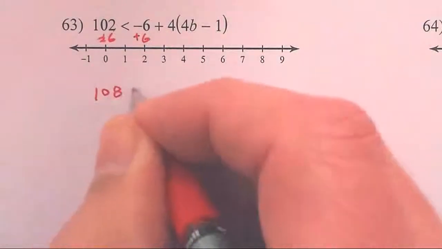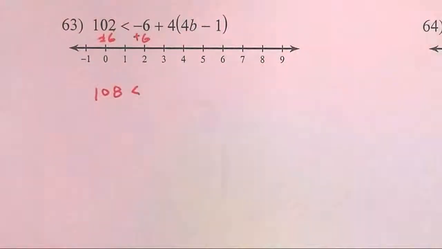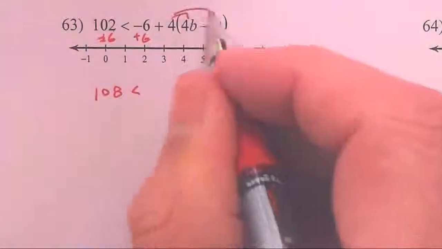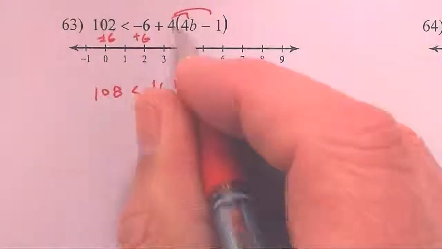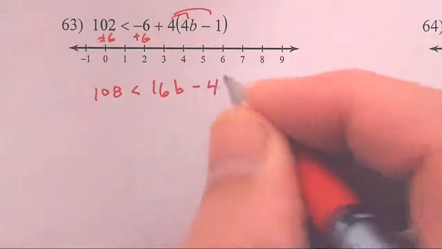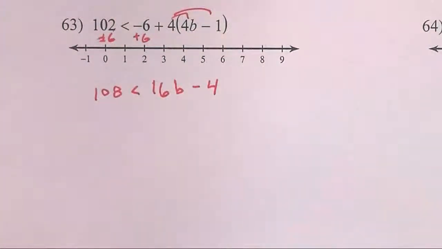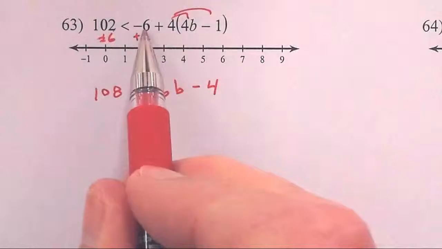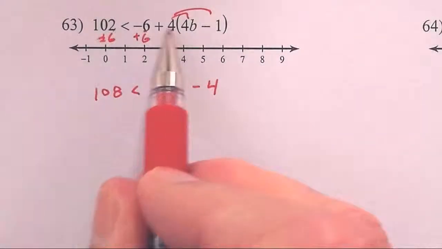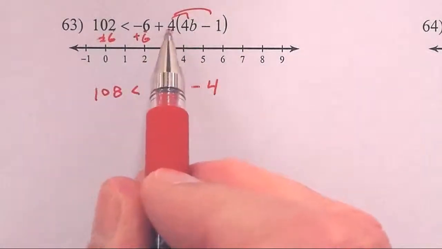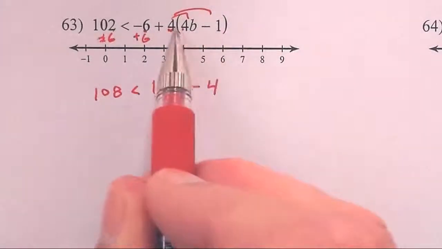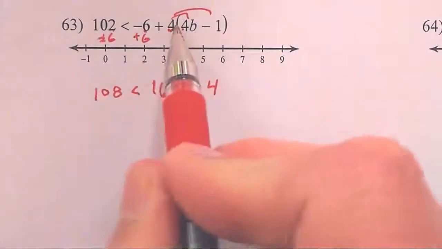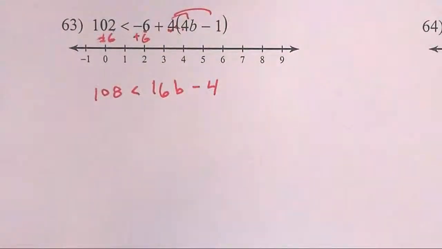I get 108 is less than. Let's just handle this one a little bit differently, just so you see it doesn't really matter. I'm going to go ahead and distribute here. 16b minus, plus times minus is minus, 4 times 1, 4. On a side note, one thing we could not do that I see happening occasionally is I see people take -6 plus 4, make this -2. I can't do that because now the -6 is kind of being a part of what gets distributed in here. This multiplication has to be done before we combine the -6.